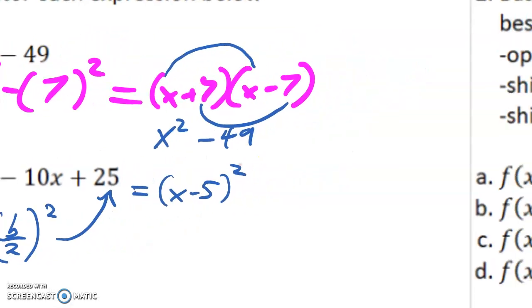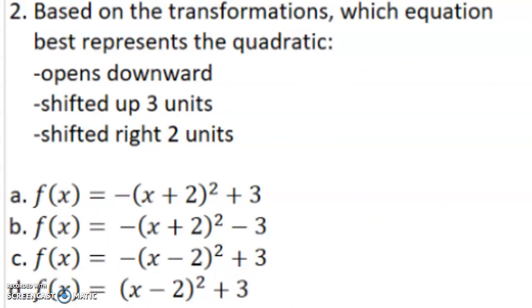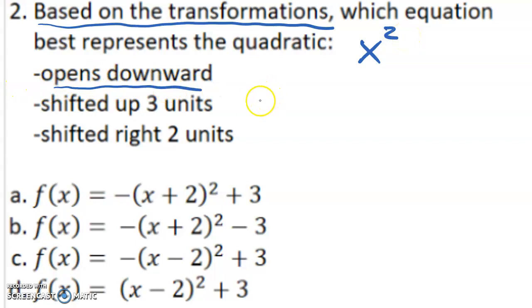All right, moving on. Based on the transformations, which equation best represents the quadratic? When it says based on the transformations, I'm reading that as transformations from the parent quadratic function, x squared. Now, opens downward, that tells me that it's concave down. When I see concave down, I think of a negative equation. So that tells me it's going to be A, B, or C. Shifted up 3, well, that's going to cross out B here. That's got to be A or C.